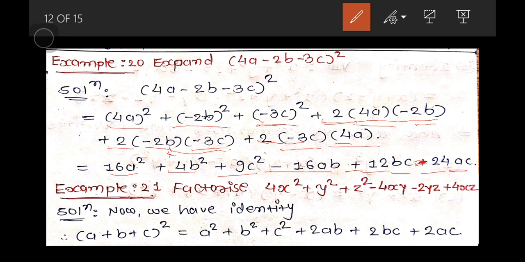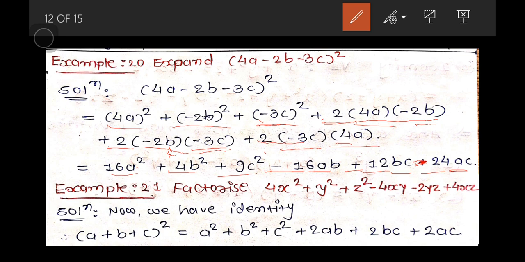Now example number 21. Factorize 4x square plus y square plus z square minus 4xy minus 2yz plus 4xz. We can recall our identities and compare this expression with identity number 5, that is (a plus b plus c) all square is equal to a square plus b square plus c square plus 2ab plus 2bc plus 2ac.